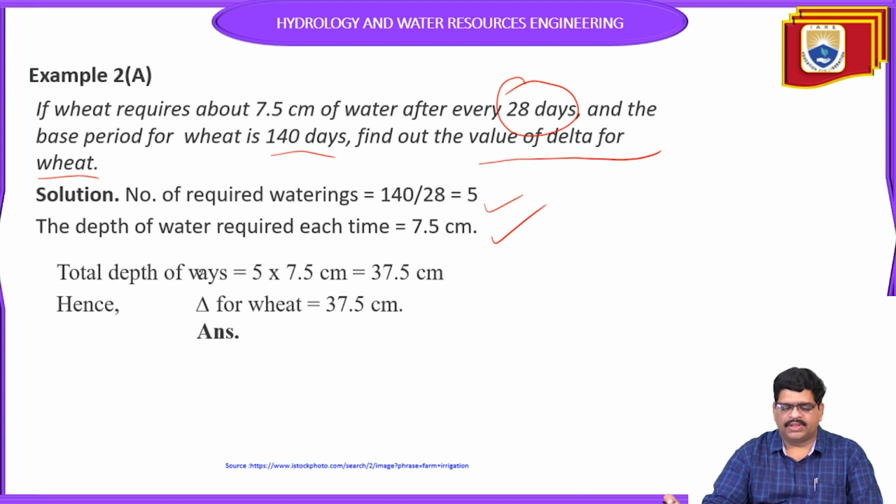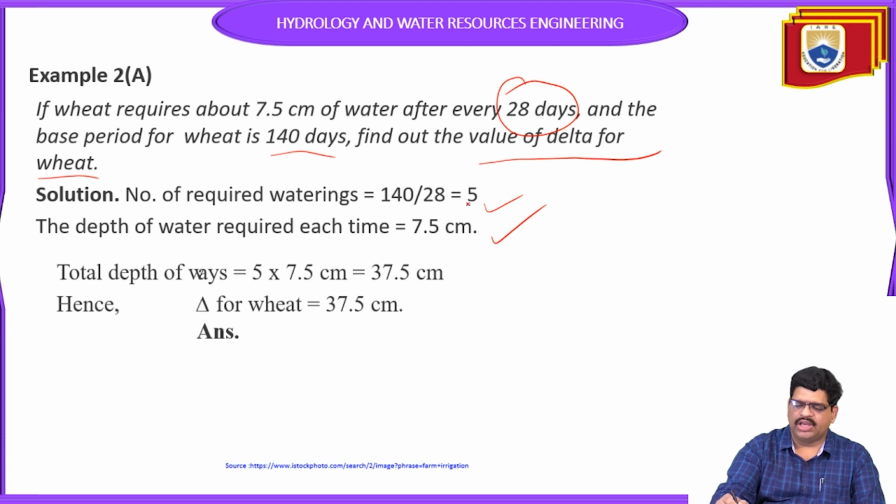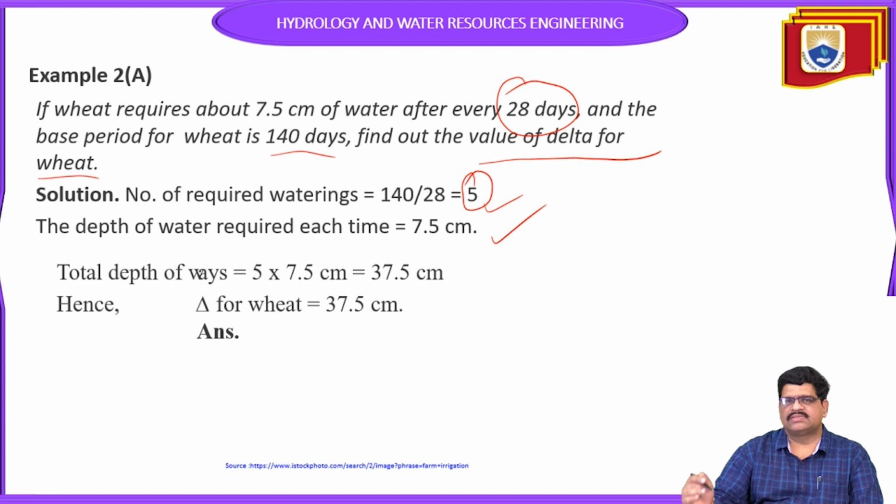For the total depth, 5 times you have to apply the water at an interval of 28 days. So the total depth is equal to 5 into 7.5 centimeters, where 7.5 centimeters is already given in the problem data. So 5 into 7.5 centimeters is equal to 37.5 centimeters. So the delta for wheat is equal to 37.5 centimeters.